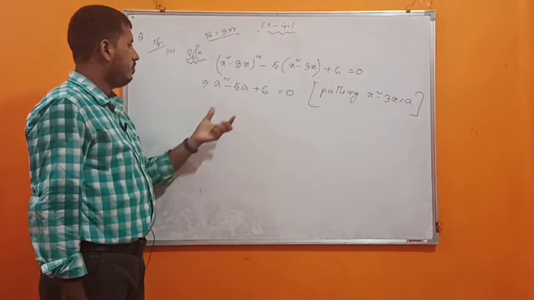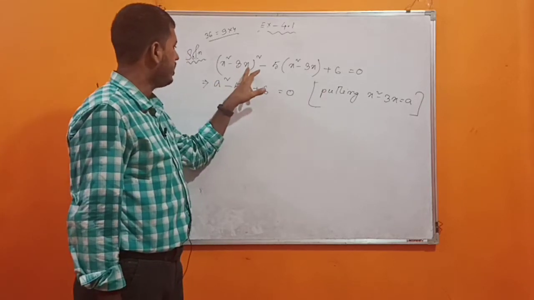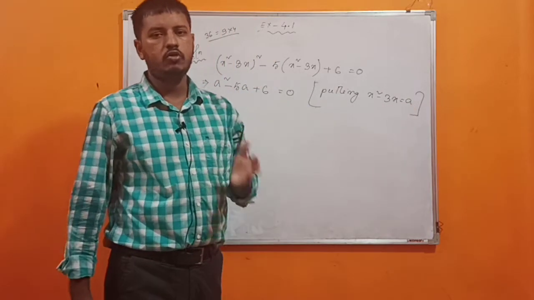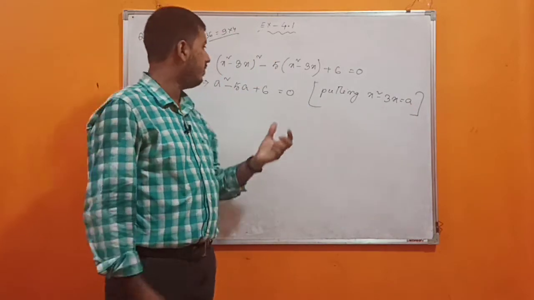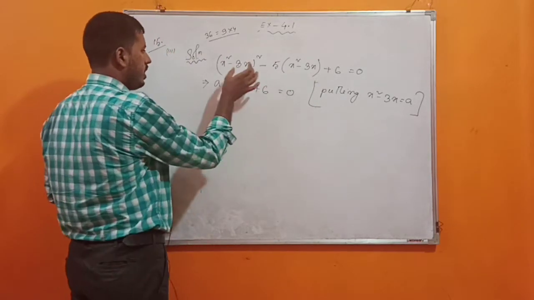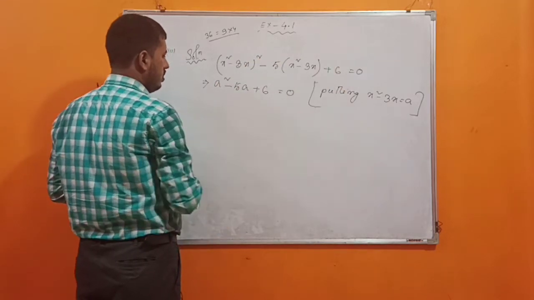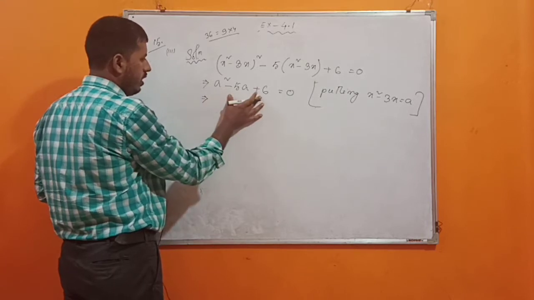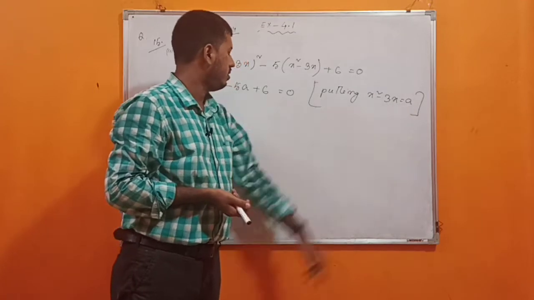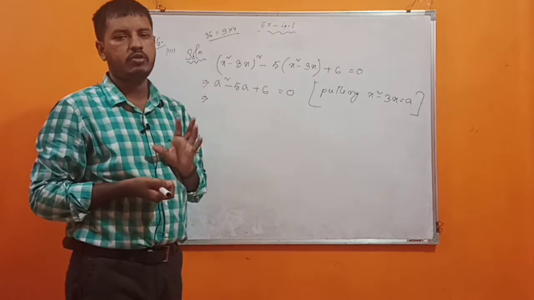Okay. So to make the question simple, I have put the values of x square minus 3x as what? x square minus 3x equal to a. To make the equation simple, we are considering the value of x square minus 3x as a. So the equation becomes a square minus 5a plus 6 equal to 0. So this is our quadratic equation after putting the value of x square minus 3x as a. So we have to solve this equation through middle term factorization.